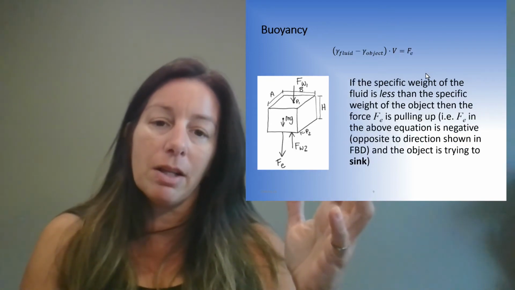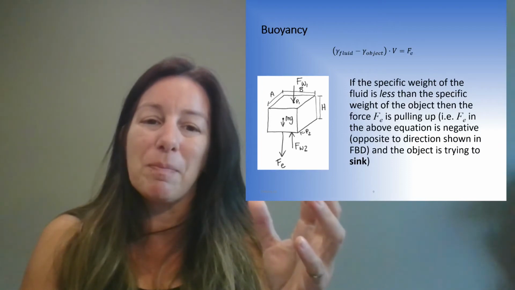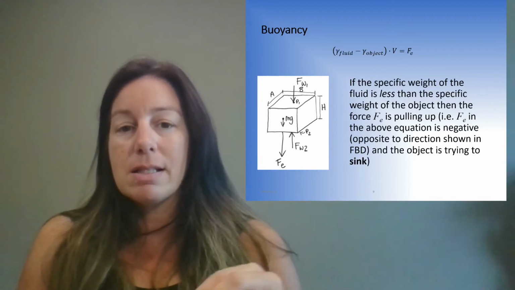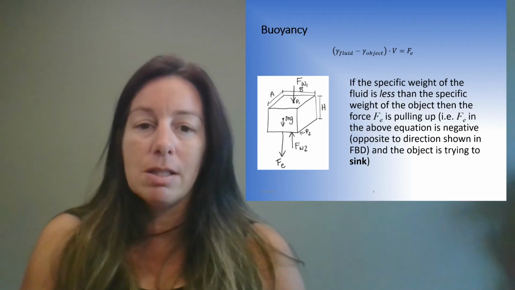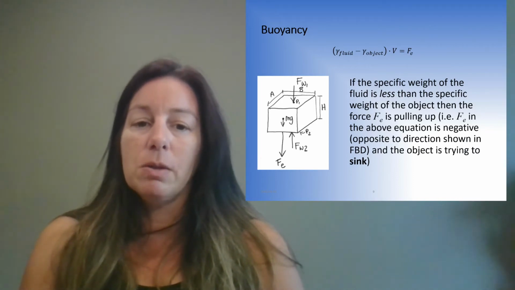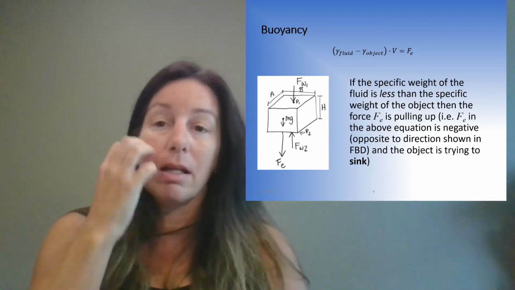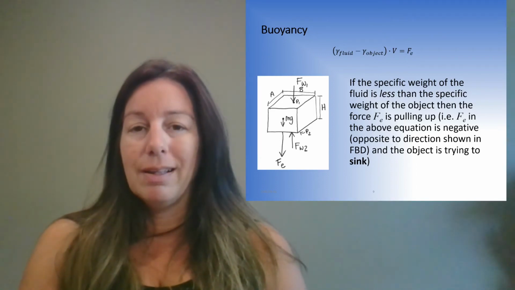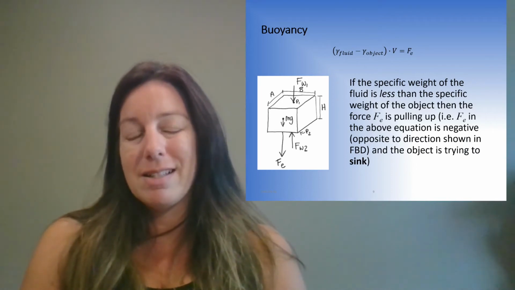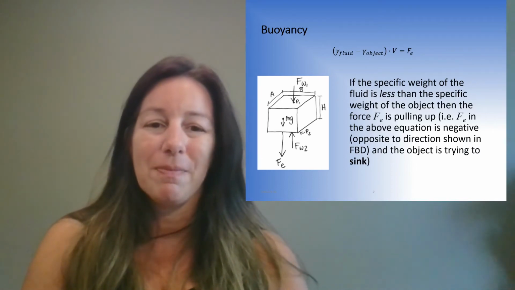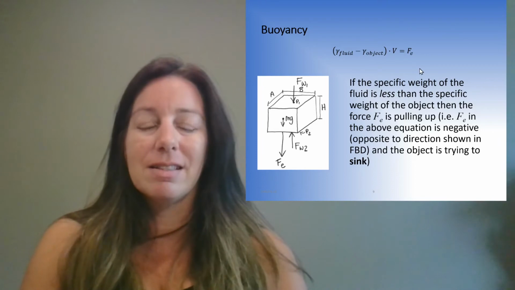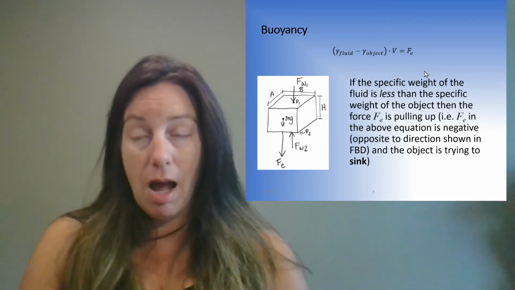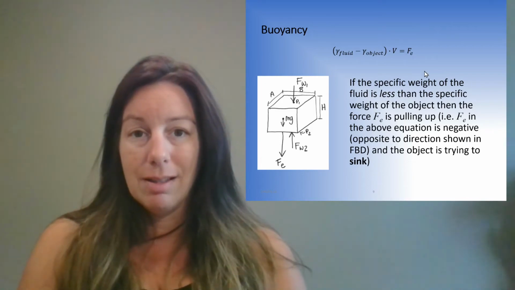So what's the other thing? If the specific weight of the fluid is less than that of the object that's being submerged, it will try to sink. I mean, you can think about that. You drop a pebble in the fresh water, and it sinks, right? Because the density of the rock is a lot higher than the fluid.